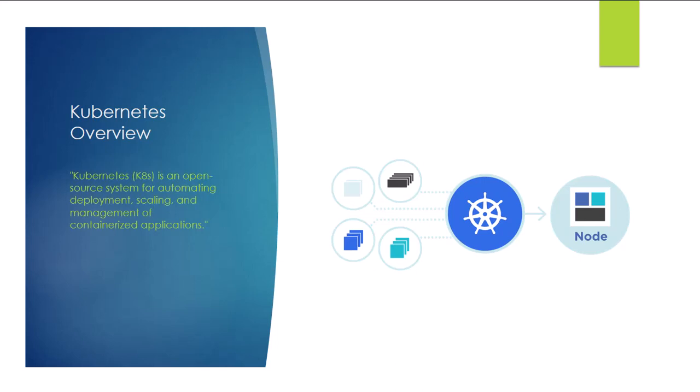Now, first off, here's how they officially define it on their website. Kubernetes, or you will see K8s as the abbreviation, is an open source system for automating deployment, scaling, and management of containerized applications. So first, how are you managing your containers today?